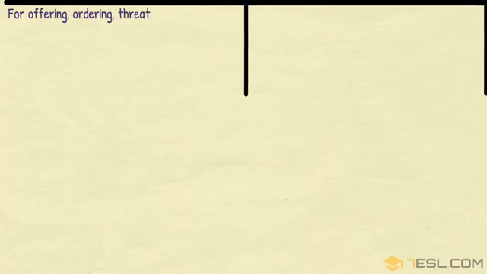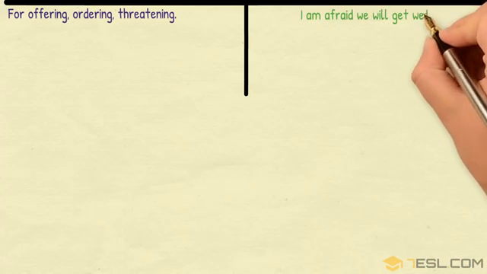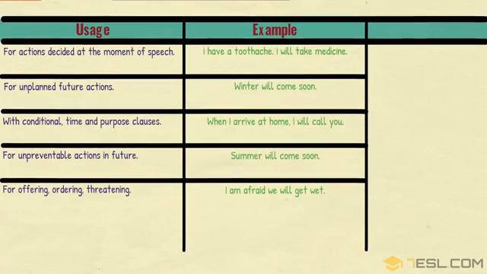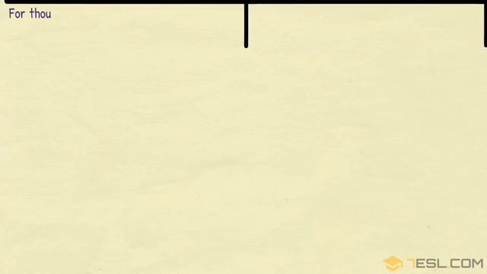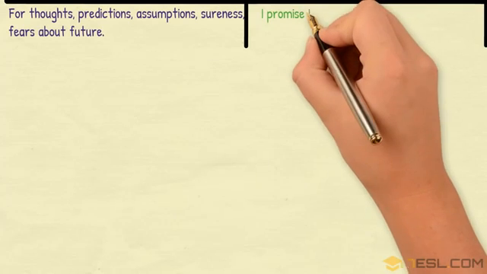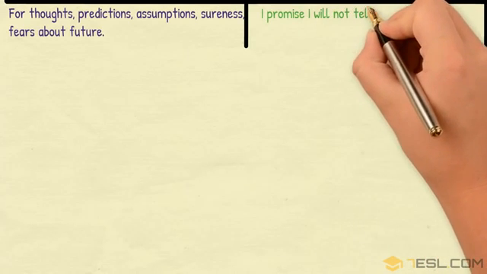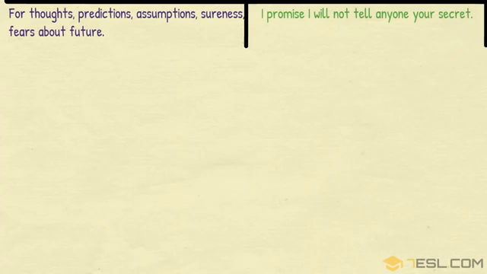For offering, ordering, threatening. I am afraid we will get wet. For thoughts, predictions, assumptions, sureness, fears about the future. I promise I will not tell anyone your secret.